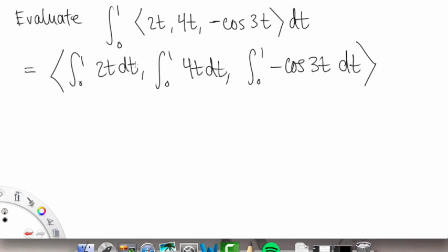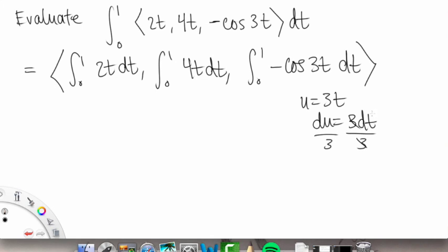For the first two, those are going to be pretty simple. And for this last one, we'll have to do a u substitution. So I'm just going to make u be our 3t, and therefore du is equal to 3 dt. Now what I like to do is get the dt by itself, so I'll divide by 3 on both sides.